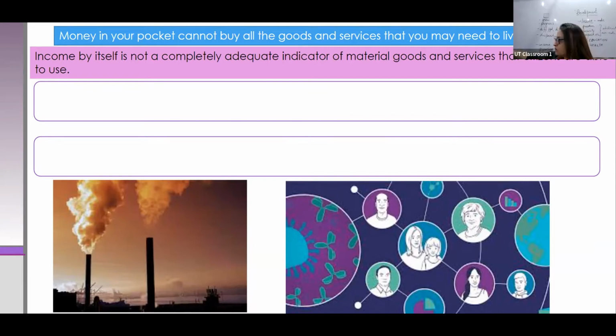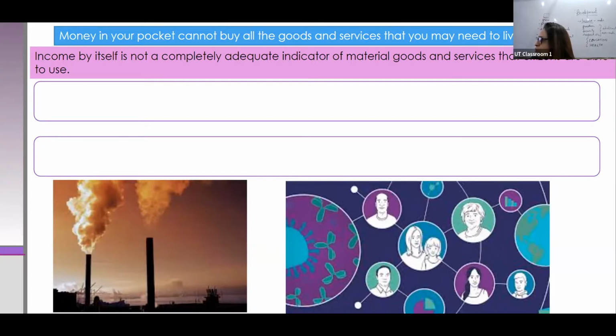Same with the other thing, like what happened where COVID was concerned. Was anyone spared? Did the virus say, oh, wait, you're rich, so I won't come to you, I'll go to this person who doesn't have so much money? No, that doesn't happen. So income by itself is not a completely adequate indicator of the material goods and services that citizens are able to use.